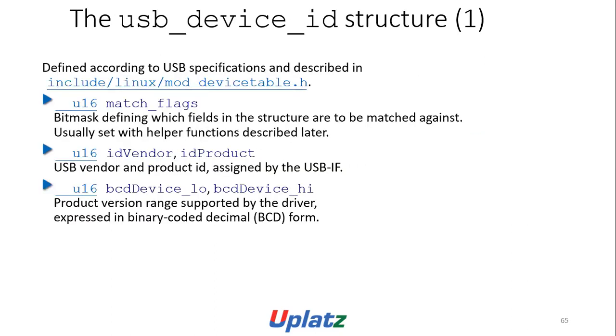The usb_device_id structure, defined according to the USB specification and described in include/linux/mod_devicetable.h. match_flags: a bitmask defining which fields in the structure are to be matched against, usually set with the helper functions described later. __u16 idVendor, idProduct: vendor and product ID assigned by the USB-IF. __u16 bcdDevice_lo, bcdDevice_hi: product version range supported by the driver, expressed in binary coded decimal (BCD) form.